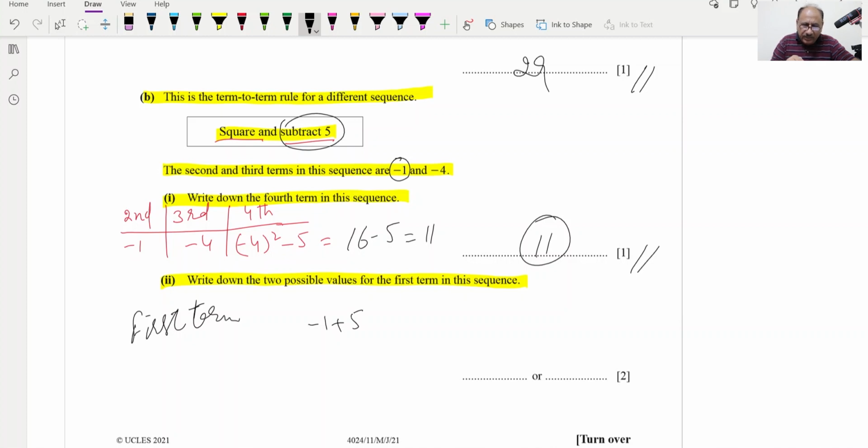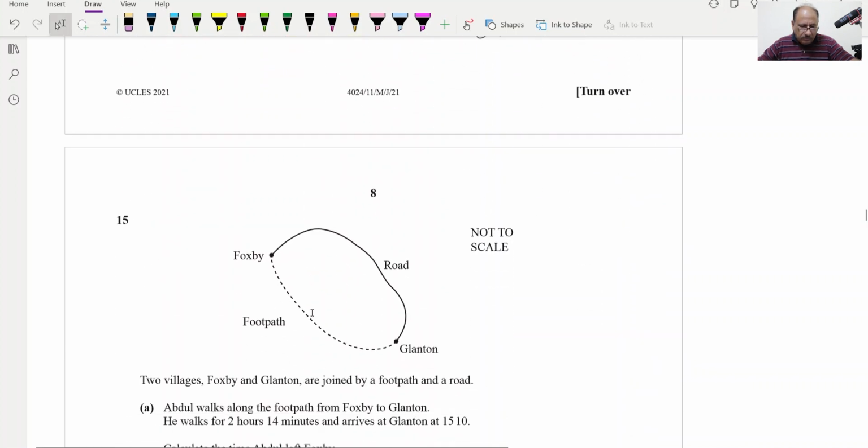To find the next term, this is the rule, and we will reverse the rule for the previous term, which is minus 1 plus 5, and the answer will be 4. And then instead of taking square, we'll have to take square root, and this will be what? With plus minus, so this is equal to plus minus 2, so answer will be 2 and minus 2, or minus 2 and 2.